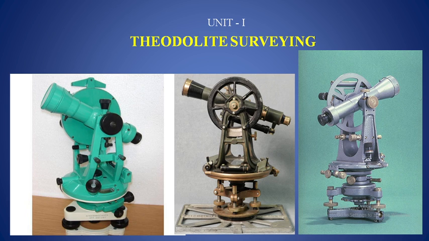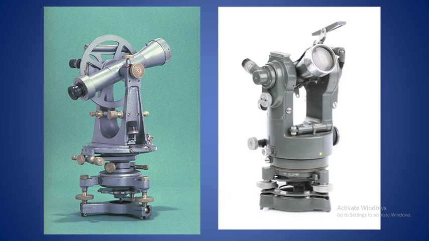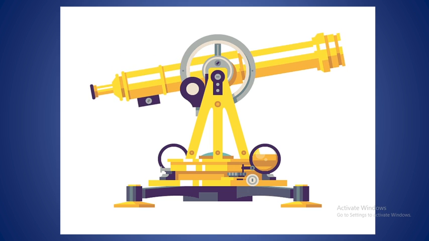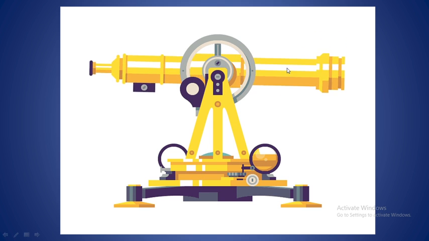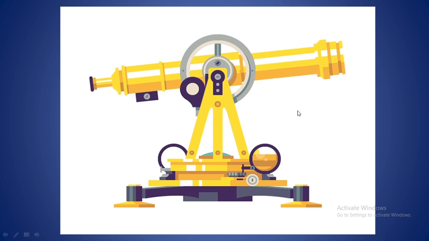Now, the difference between the Theodolite and dumpy level. Dumpy level is used only to measure staff readings, but here the Theodolite can be used to measure staff readings and to measure horizontal and vertical angles. So, the main difference between a dumpy level and a Theodolite is the telescope.